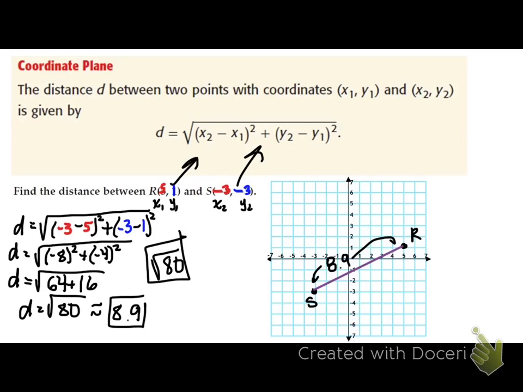For a rhombus, we would find to make sure that all lengths are the same. For isosceles, we'd find only 2 sides. For square, we'd make sure all 4 sides are congruent. So that's what we're going to try to do with a bunch of these. So let's move on. So that's using the distance formula. That's a lot. Okay, let's move on.